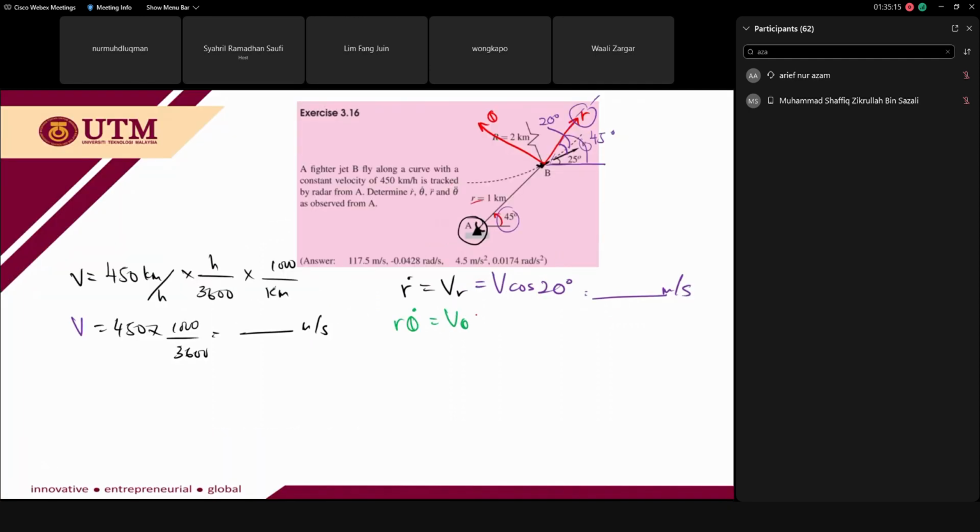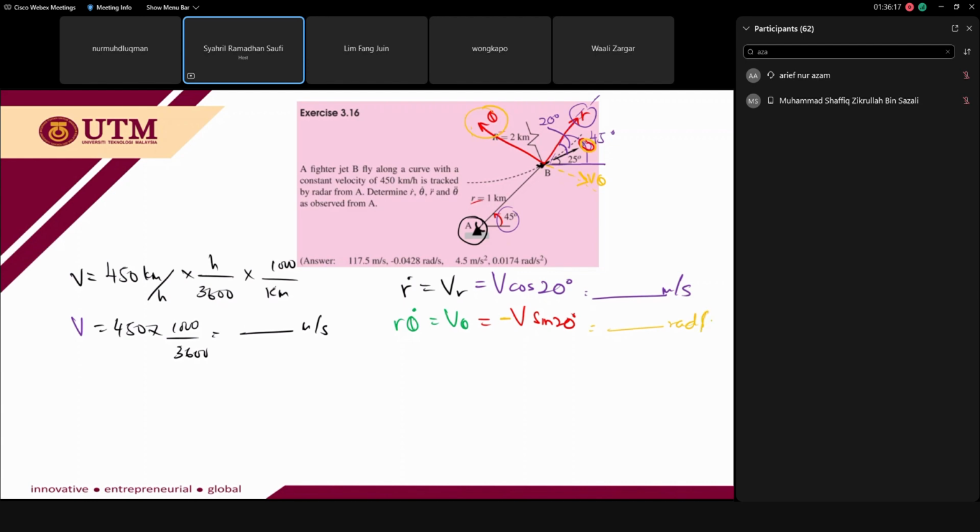Okay, so now you need to determine V theta first. Since we know that R is 90 degrees to theta, VR is V cos 20, so V theta is V sin 20. If you resolve this V, it is directed like this. This is the direction of V theta, so it's against the positive direction of the theta axis. So you have negative. In terms of V theta, the unit is radian per second.